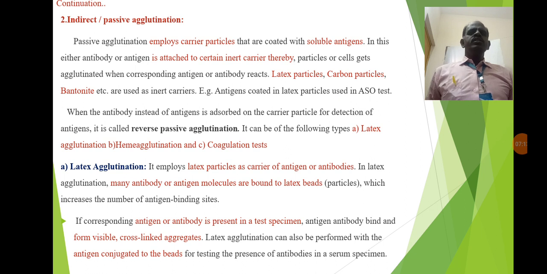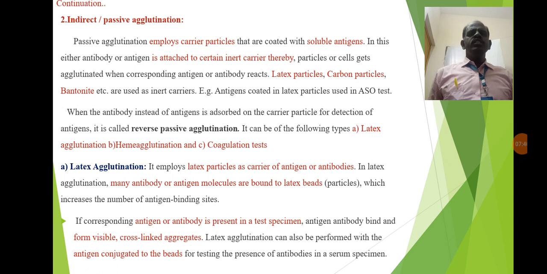When the antibody instead of antigen is adsorbed on the carrier particle for the detection of antigen, it is called reverse agglutination. Reverse agglutination can be of the following types: latex agglutination, heme agglutination, coagulation. Latex agglutination. The first one is latex agglutination. It employs the latex particle as a carrier of antigen or antibodies.